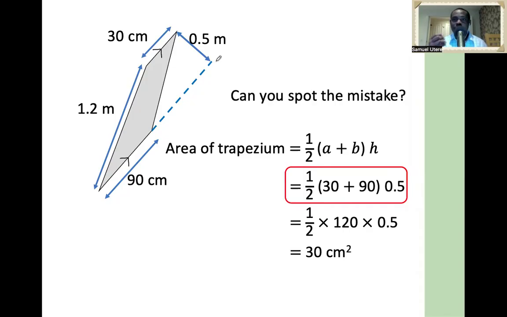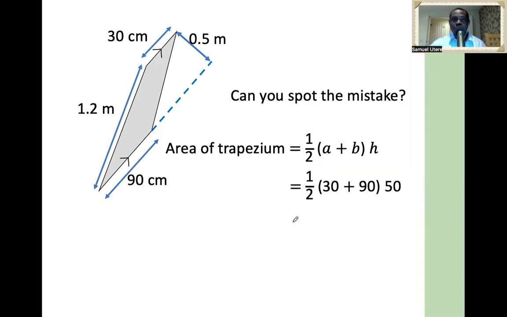All right, we cannot be multiplying a centimeter unit measure with a meter unit measure. So it's either we convert these ones to meters before we use them here, or we convert this one to centimeters before we use it here. So if we decide to convert, 0.5 meter to centimeter will be 50.